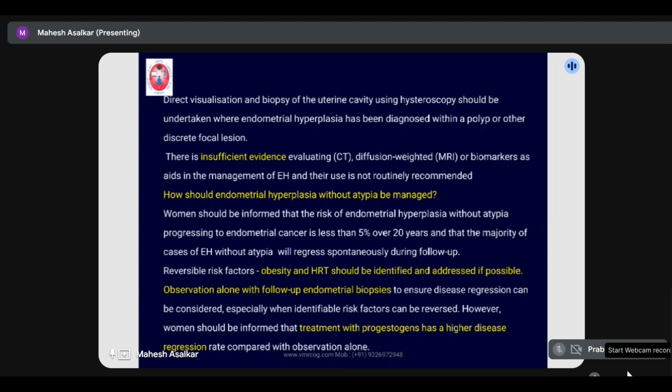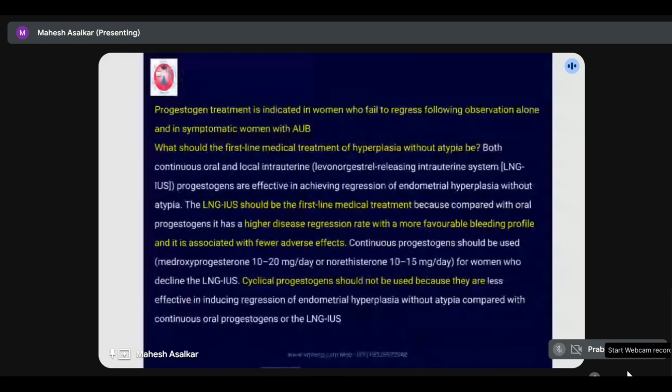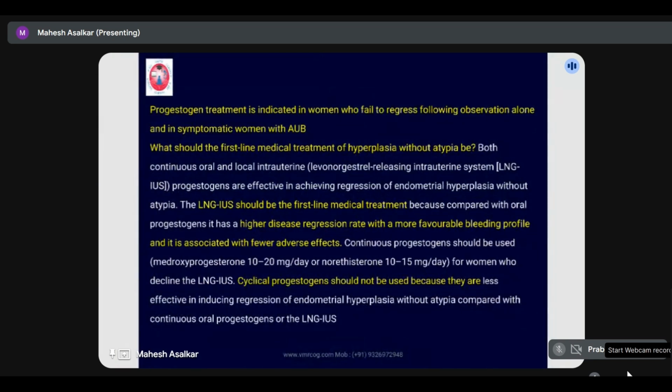progestogens, then it has a higher disease regression rate compared to observation alone. Okay, so observation is one modality, but the preferred modality will be progestogens, because it has a higher disease regression rate. Okay, so now let us think about the progesterone treatment.